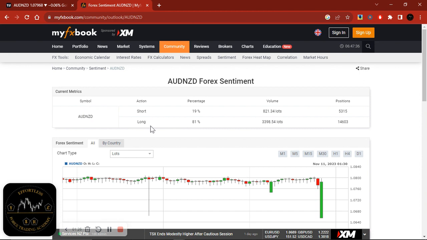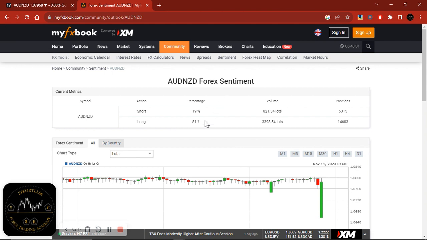Now, the reason why I use this tool is because of my understanding that a majority of retail traders lose money, right? So if that is the case, then if I am looking to sell, for example, AUDNZD, and I see that there are more sellers, so the percentage of sellers is high, then I can understand that chances are the trade will not go into profit yet, right? Because if the majority is always wrong, and the majority is selling, then chances are price will continue pushing higher, right? And the opposite applies.